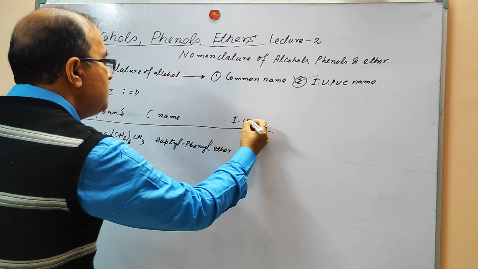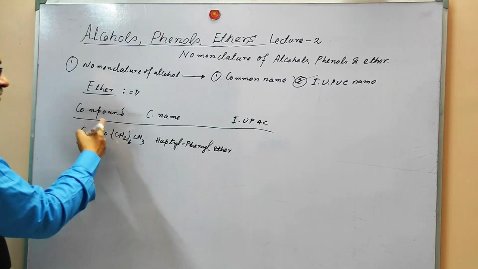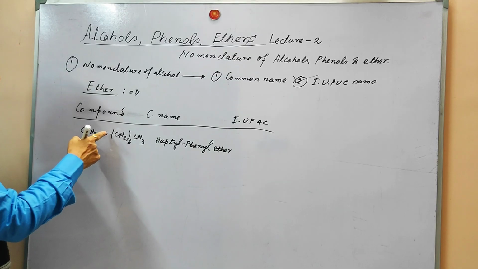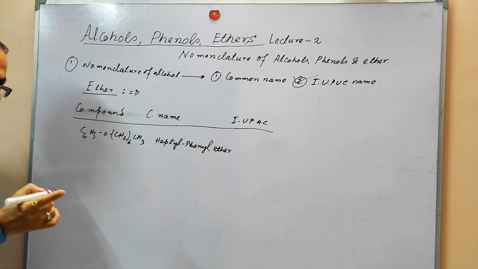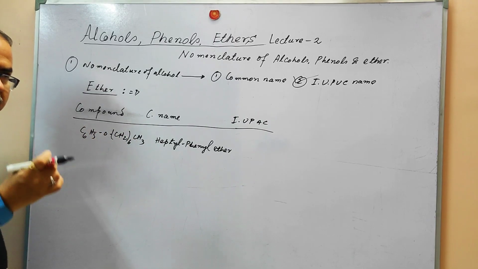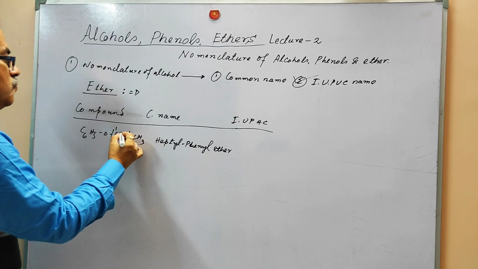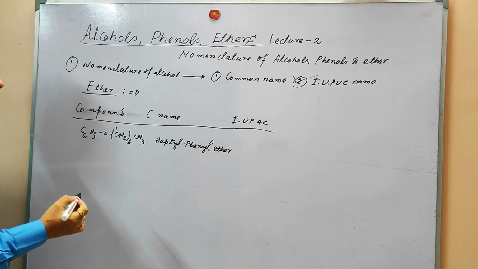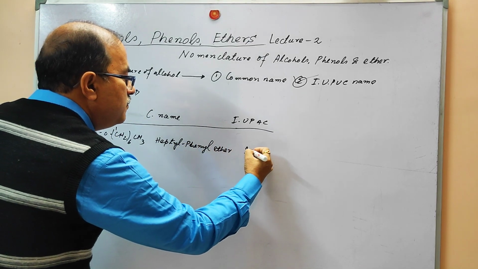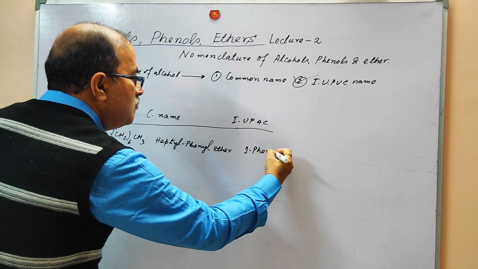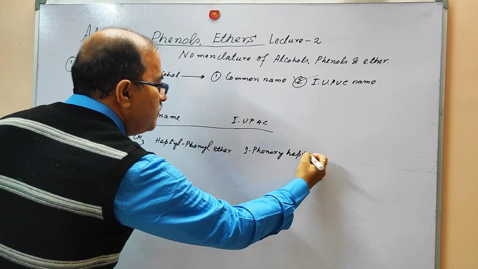And the IUPAC name that you have to give is phenoxy, and you have to number the carbon atoms, starting from the side where the oxygen atom is attached. So you number 1, 2, 3. So we write 1-phenoxyheptane, the name of this compound.